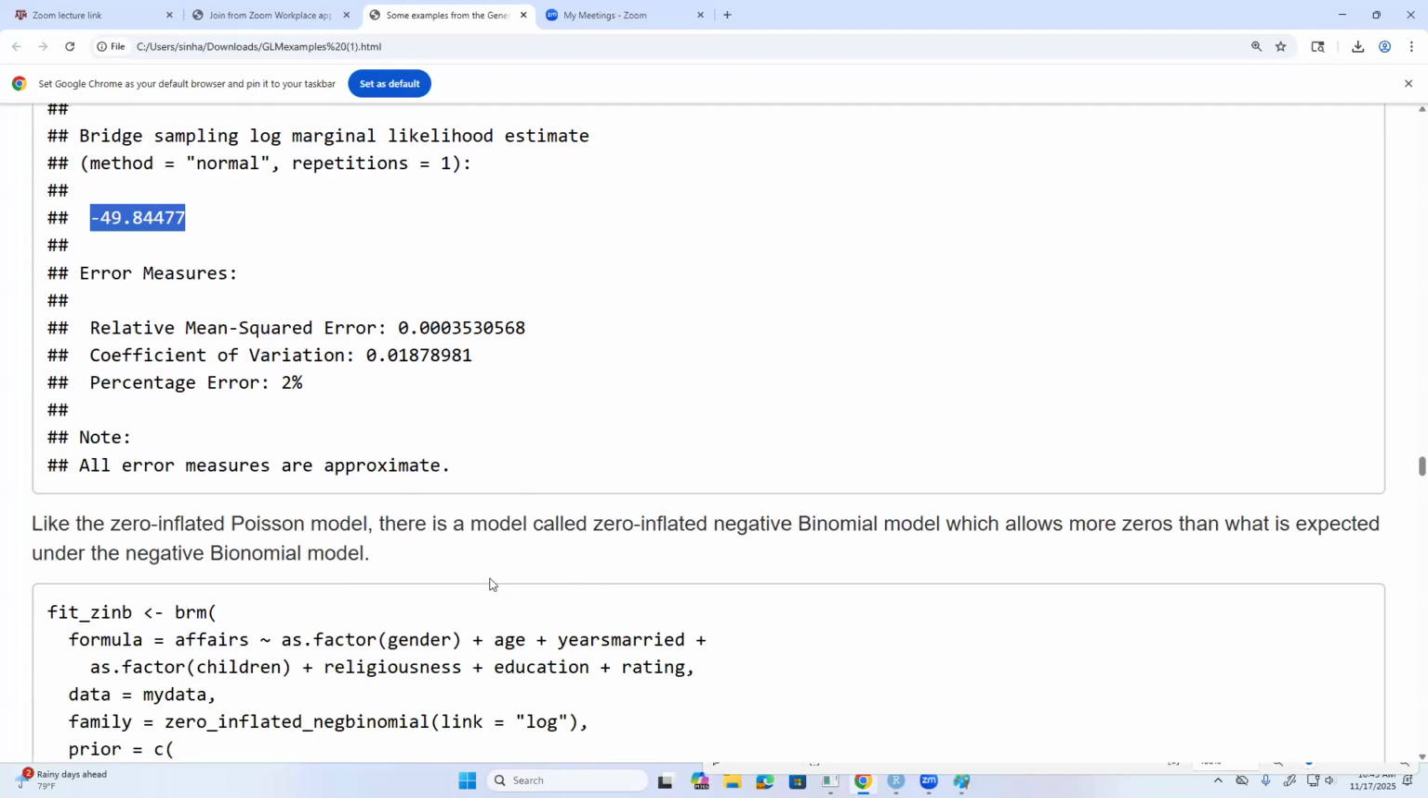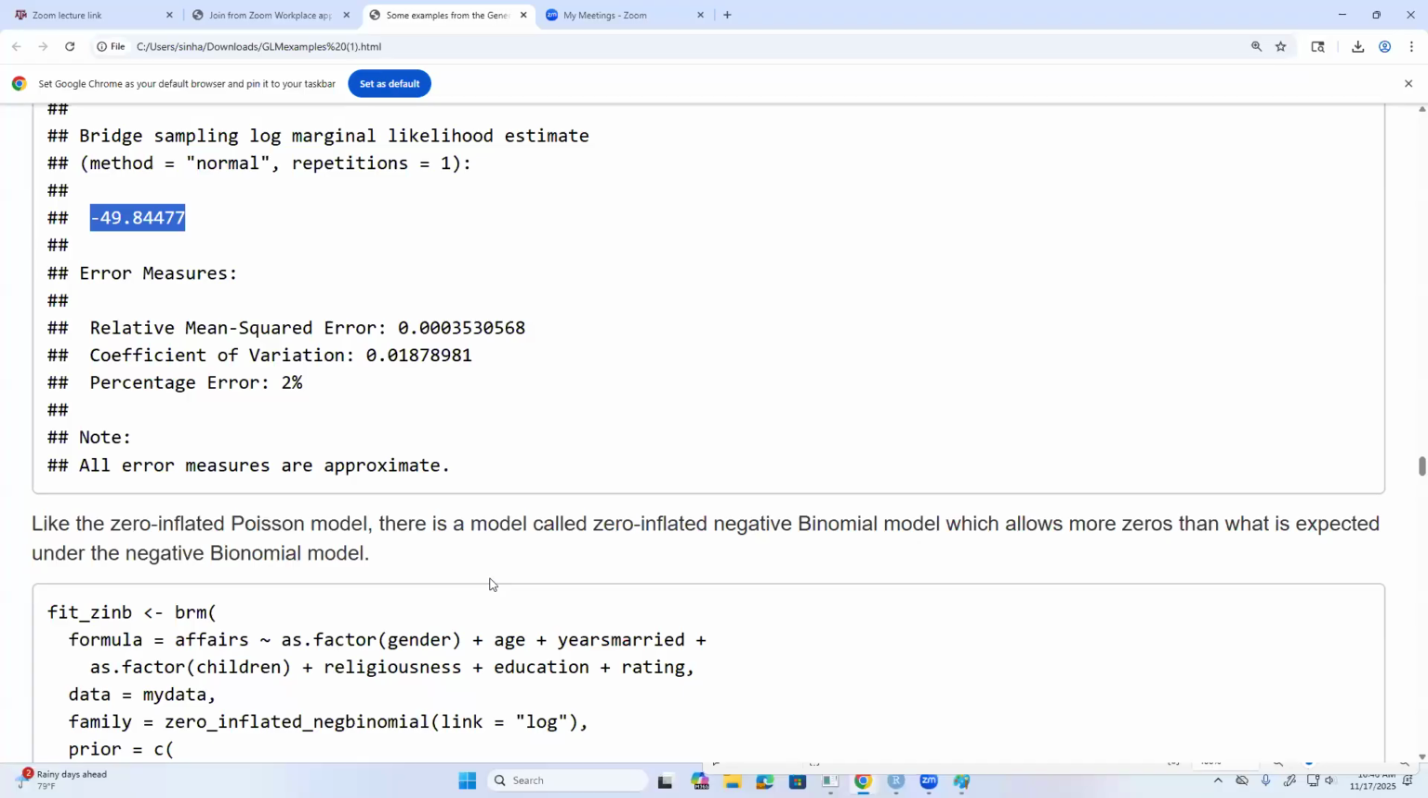Like the zero inflated Poisson model, there is a model called zero inflated negative binomial. Within the negative binomial, you can also allow extra zeros by putting more probability there. And that is called zero inflated negative binomial. Statisticians pay more attention to this scenario, because for count data it happens often that we have more zeros than what you expect from any model, whether you fit a Poisson model or a negative binomial model.